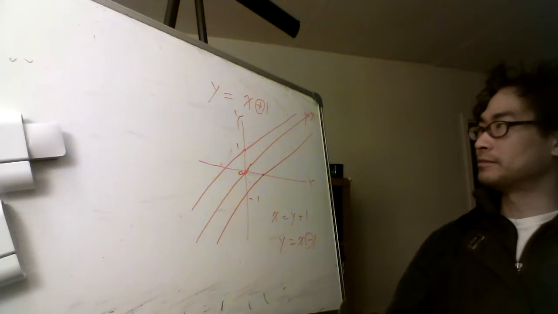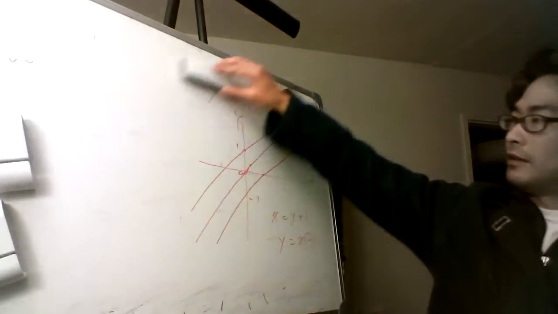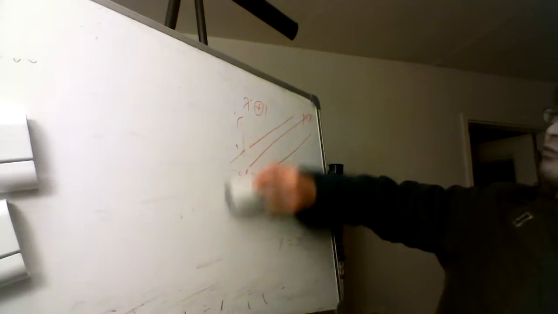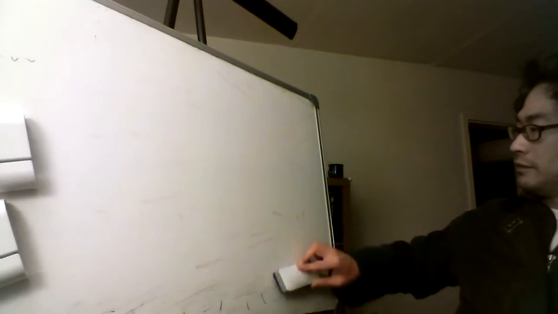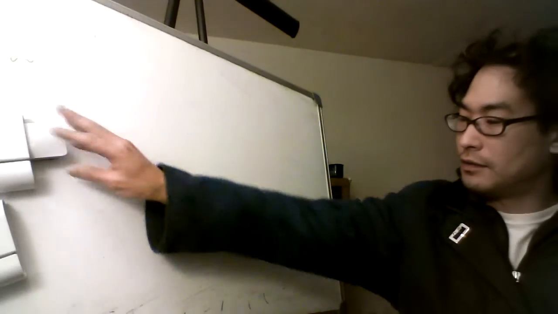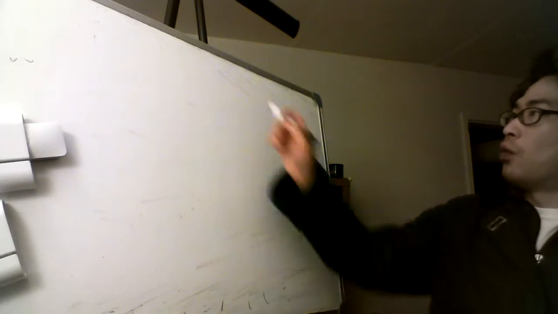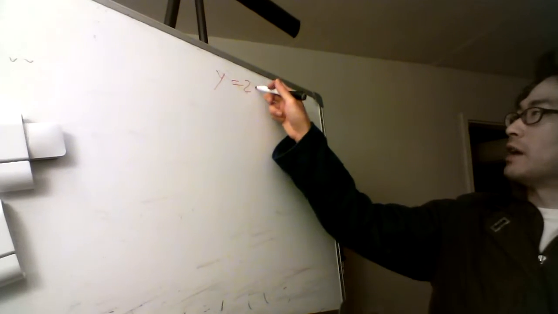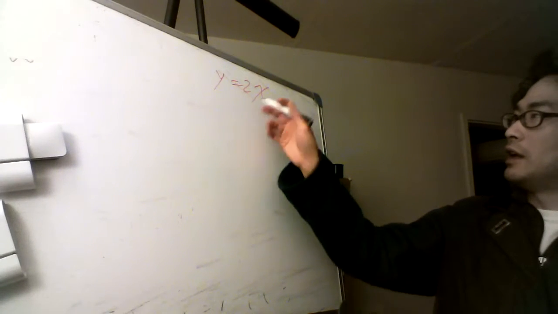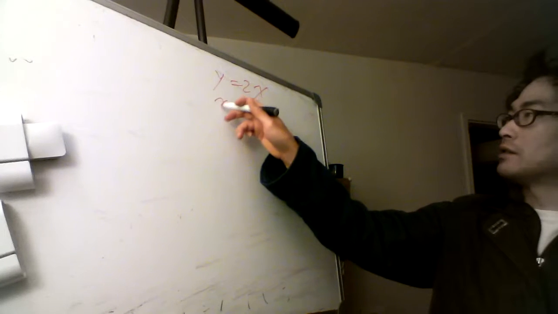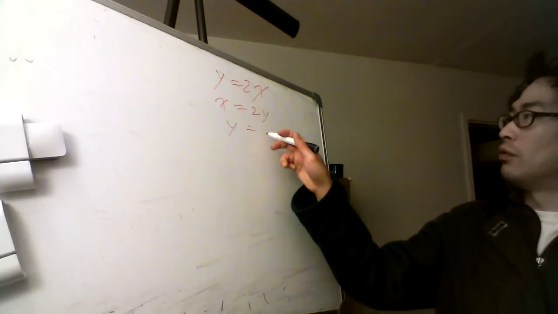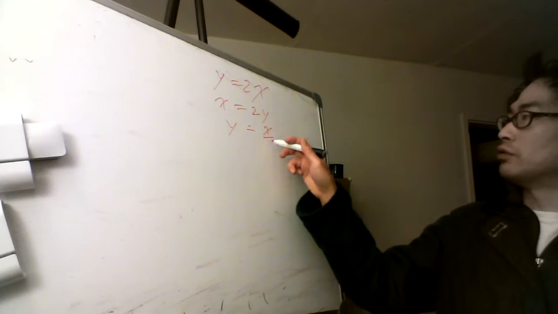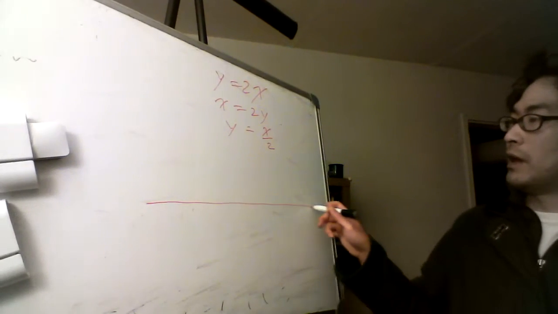Okay, let's erase all this. We do multiplication, okay? Y is equal to 2 times x, all right? Its inverse: x is equal to what? 2 times y, so y is equal to what? X over 2, right? Let's see if it makes sense.